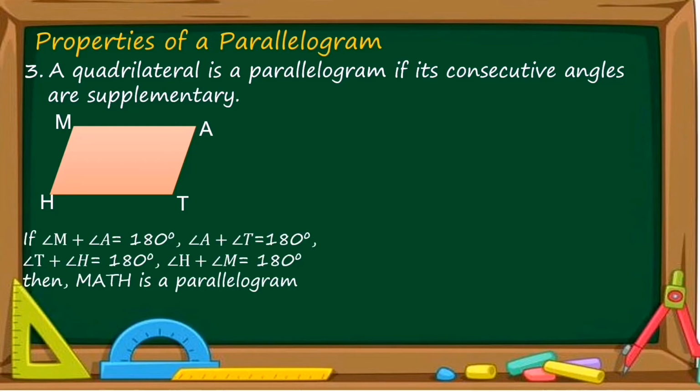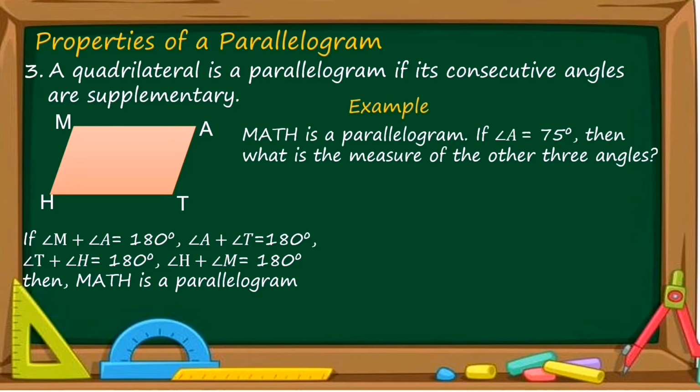So, if angle M plus angle A is equal to 180 degrees, angle A plus angle T is equal to 180 degrees, angle T plus angle H is equal to 180 degrees, angle H plus angle M is equal to 180 degrees, then MATH is a parallelogram. Let us have an example.